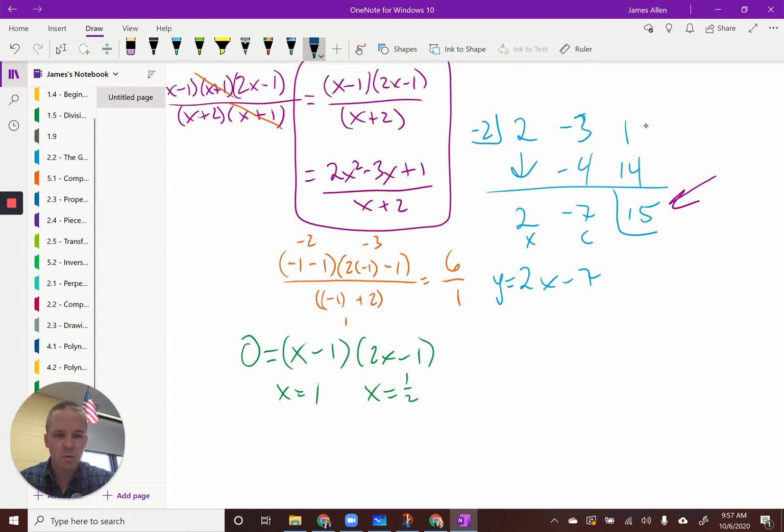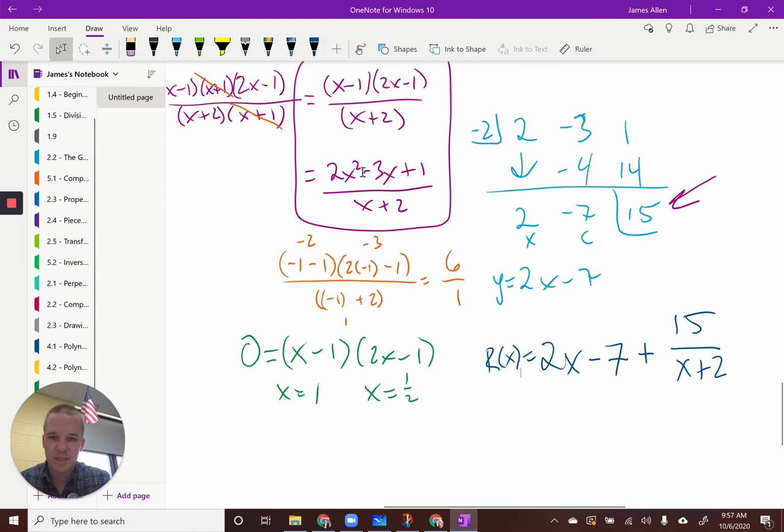So when we divide this all out, what we're really left with is this: 2x minus 7 plus 15 over x plus 2, what we were dividing by, right? This right here is equivalent to our simplified form of our rational function. This right here is this written differently, right? They are numerically equivalent. They will graph the same, okay?